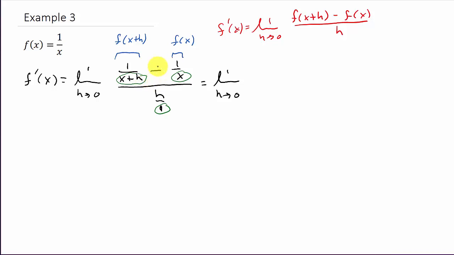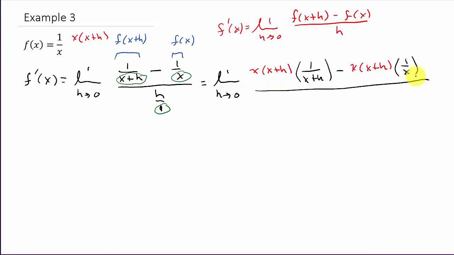And what I'm going to do with the common denominator, so my common denominator is x times x plus h, I'm going to multiply this to each term, and that's going to get rid of the fractions for me. So I've got x times x plus h times 1 over x plus h, minus x times x plus h times 1 over x, and that's all over the common denominator x times x plus h times h over 1. So all I did is I took the common denominator and multiplied it to each term.